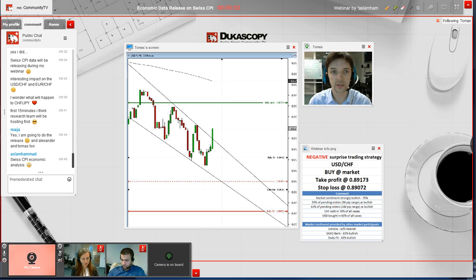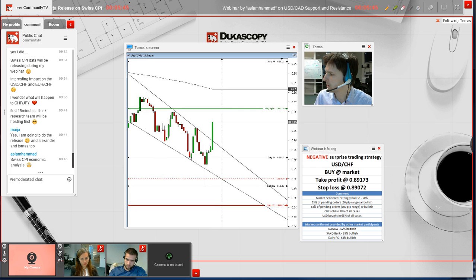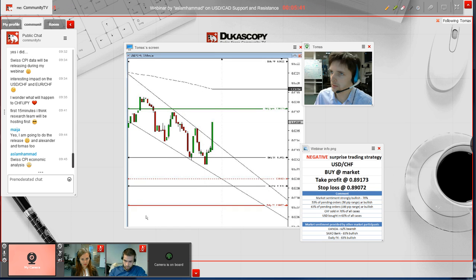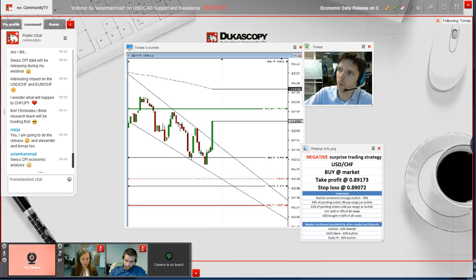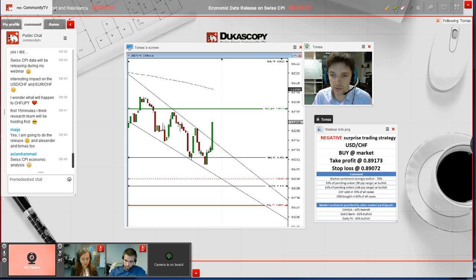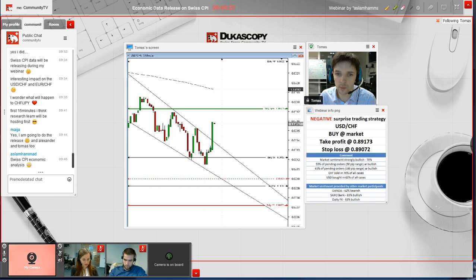improvement in the CPI numbers. However, as recent data actually came out from Switzerland slightly worse than expected, and as is usually the case, there is some sort of correlation, momentum into this overall negativity and weakness in the economy, I decided to go with the negative surprise trading strategy, and the United States dollar Swiss franc fits very well towards that.